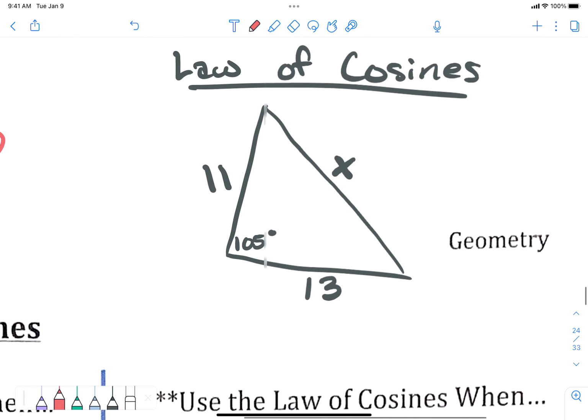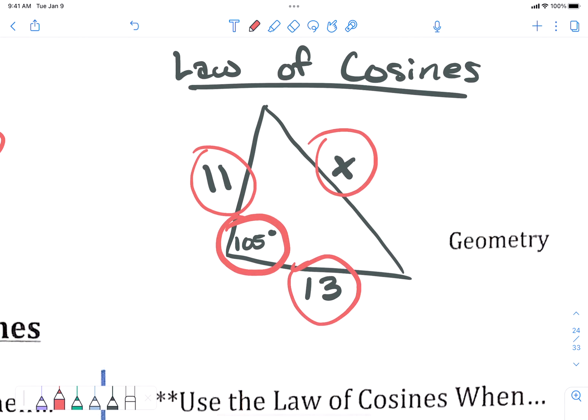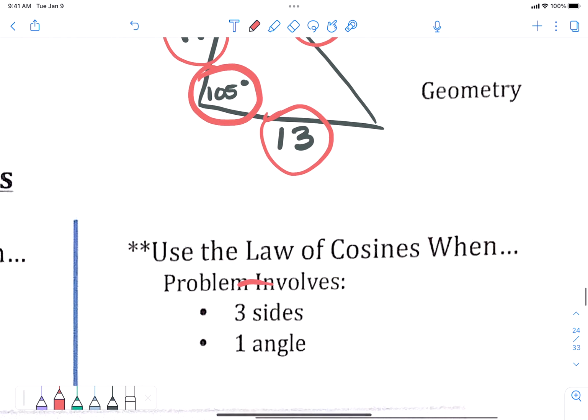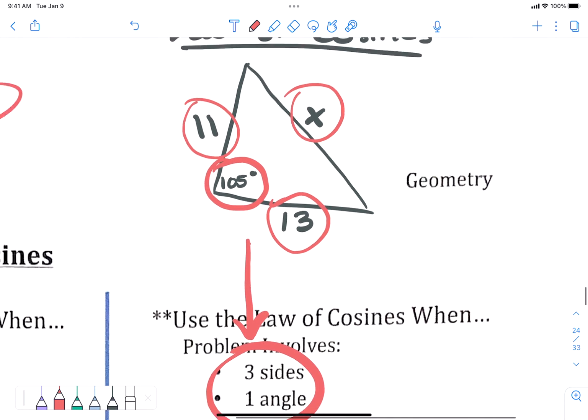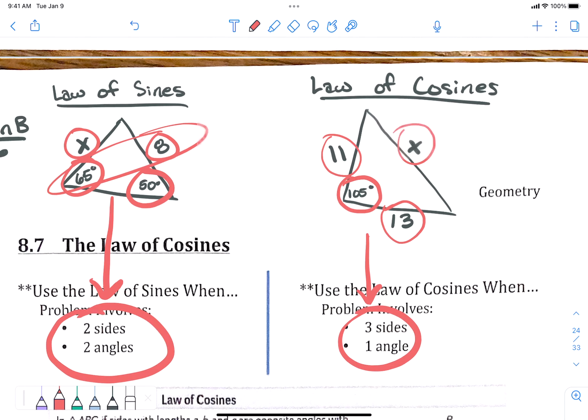Over here, the law of cosines, I have one angle right here and this side, this side, this side. Now I realize the X I'm solving for is a side, but we're still involving three sides and one angle. Does that make sense? And when you have that going on, that's when you have to use the law of cosines. Make sense? Yeah? So three sides, one angle versus two sides, two angles. Okay? It just depends on the information that you are given.